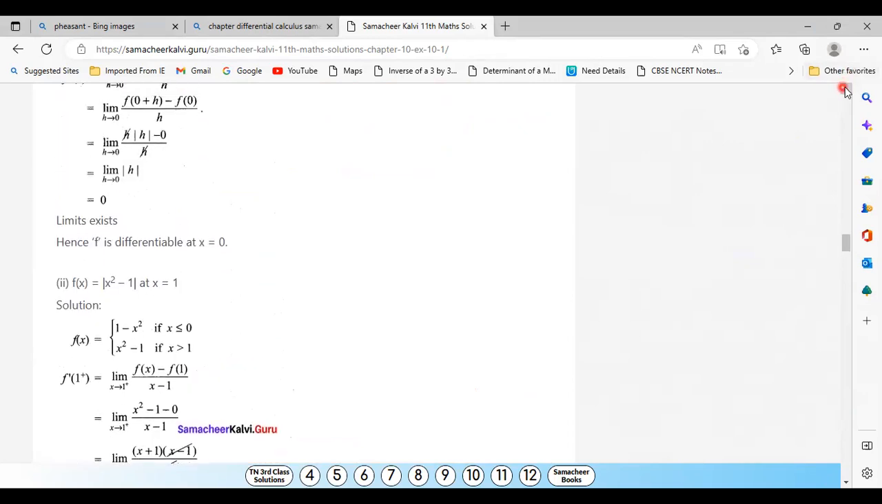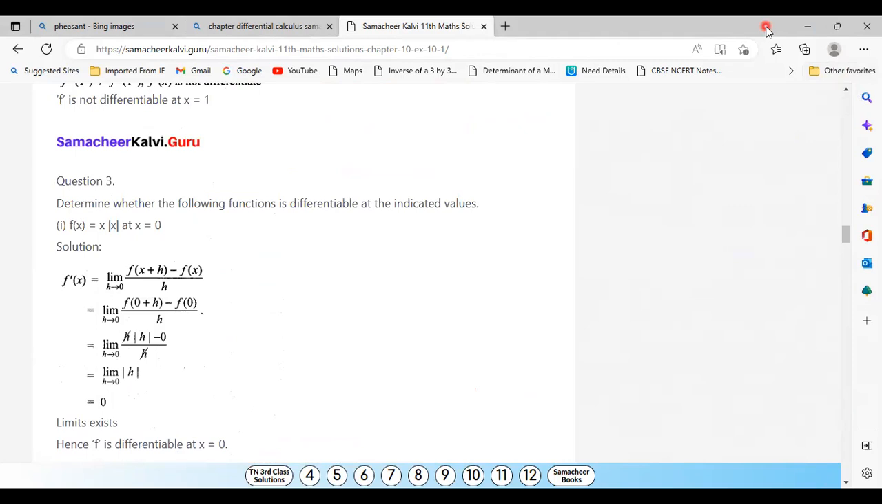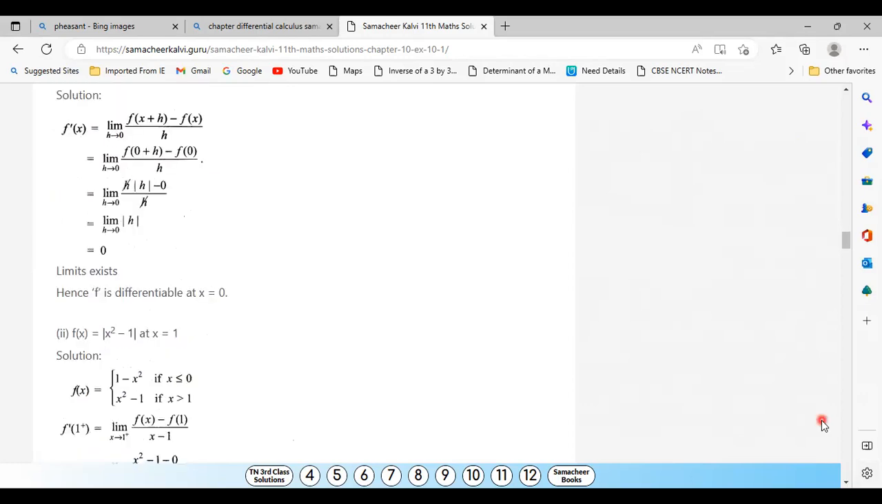So how are they asking you the question? In the question, they are asking you to determine whether the given function is differentiable at the indicated values. That is the question. So the given question is f of x is equal to modulus of x square minus 1 at x is equal to 1.